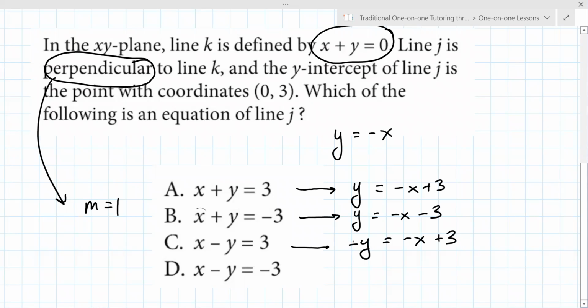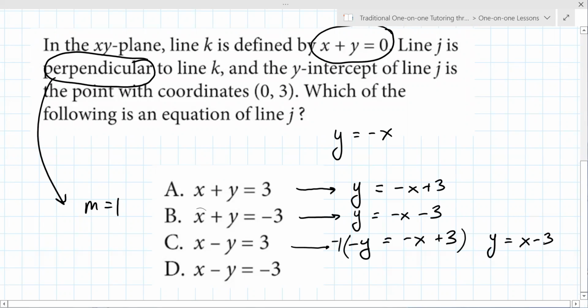But we have to undo that negative. So you have to actually multiply everything by -1, and that becomes y equals x minus 3. Same thing for the last one here. When you subtract x, you get that minus y equals minus x minus 3. You got to multiply everything by -1. Y equals x plus 3.